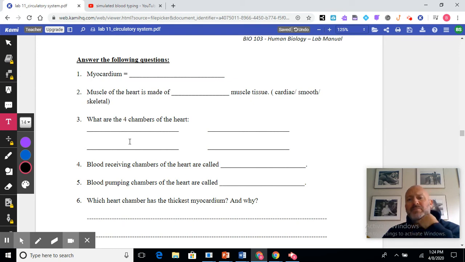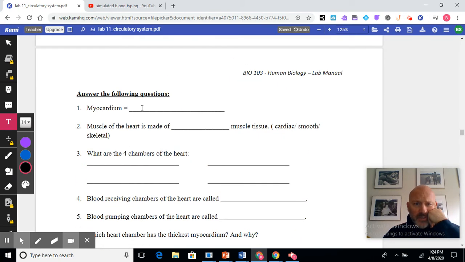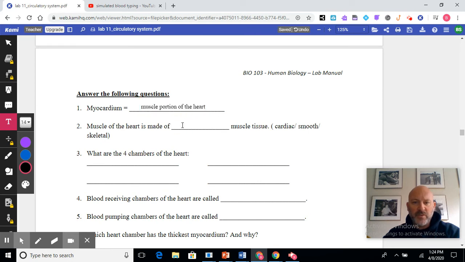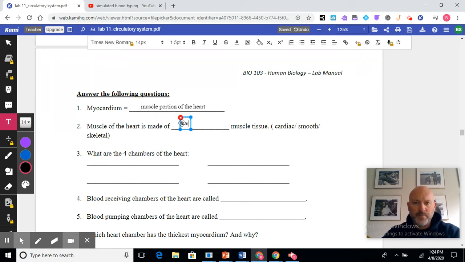Answering these summary questions. What is the myocardium? This is the muscle portion of the heart. The muscle of the heart is made up of which type of muscle tissue? Well, of course, this is cardiac muscle.